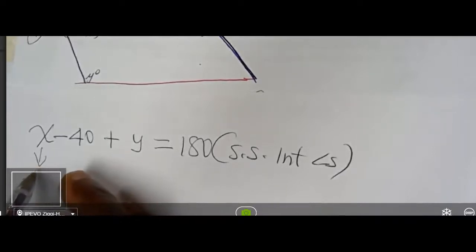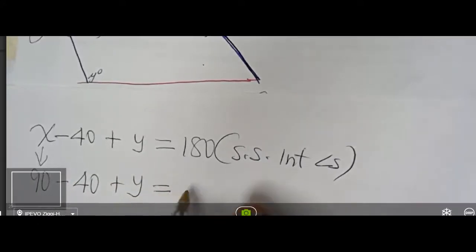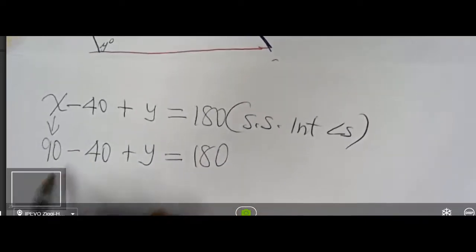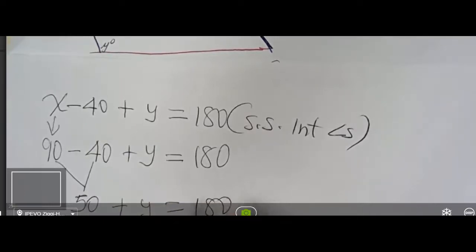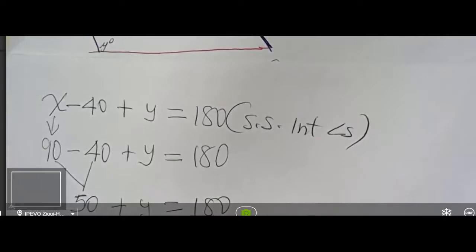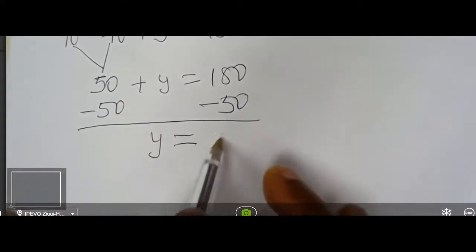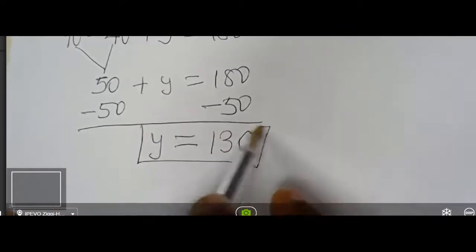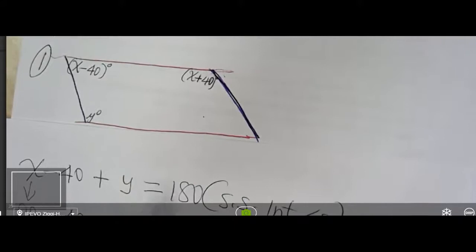So we already found what x is. x is 90, so we can substitute that. 90 minus 40 plus y equals 180. If we simplify, collecting like terms, 90 minus 40 would be 50, plus y. So we subtract 50 from both sides. Then y is going to equal 130. So if we make y 130 and x 90, then the blue lines and the red lines will be parallel.